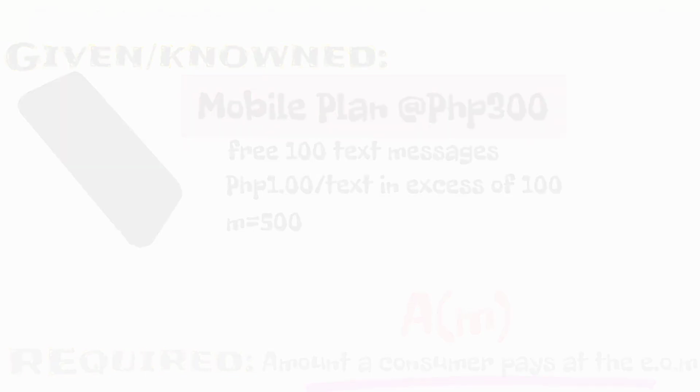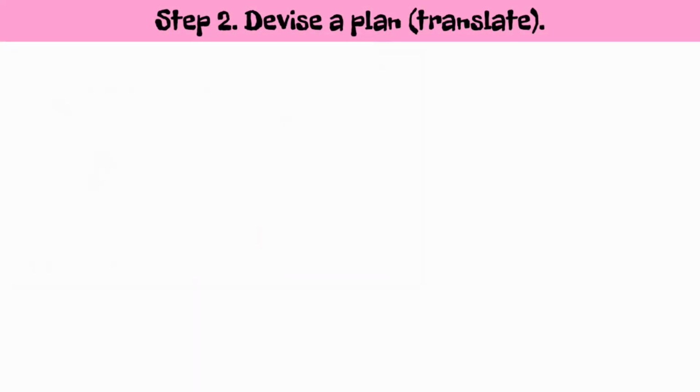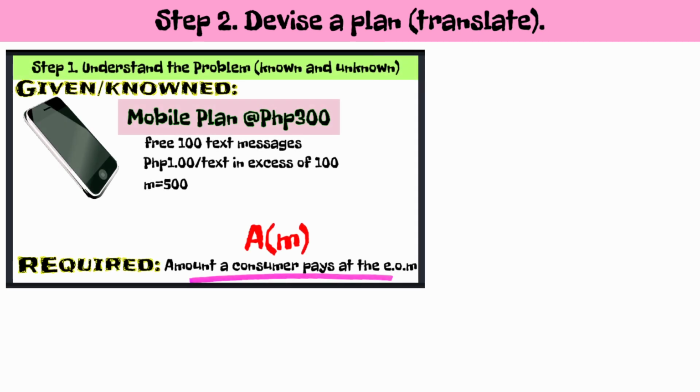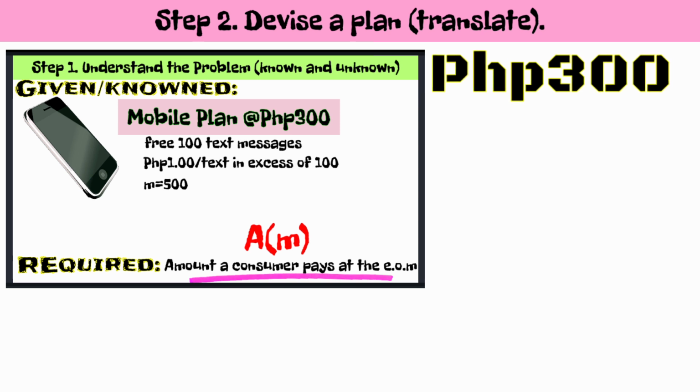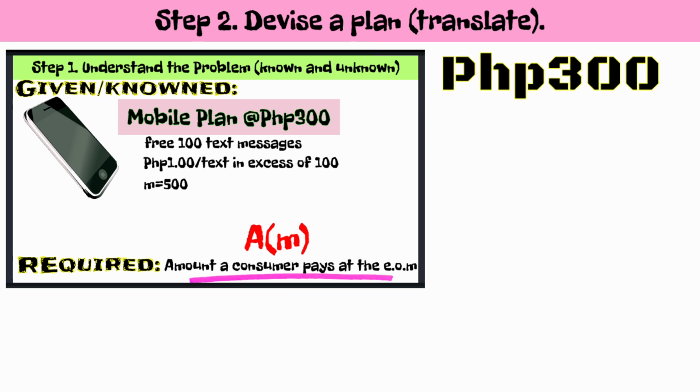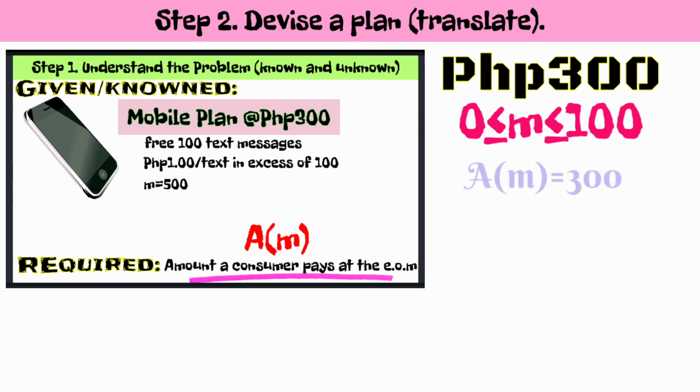Step number 2. In the problem, the consumer will only pay 300 pesos when the number of text messages sent M is from 0 to 100 inclusive. So the equation for that is A of M is equal to 300, when M is from 0 to 100 inclusive.